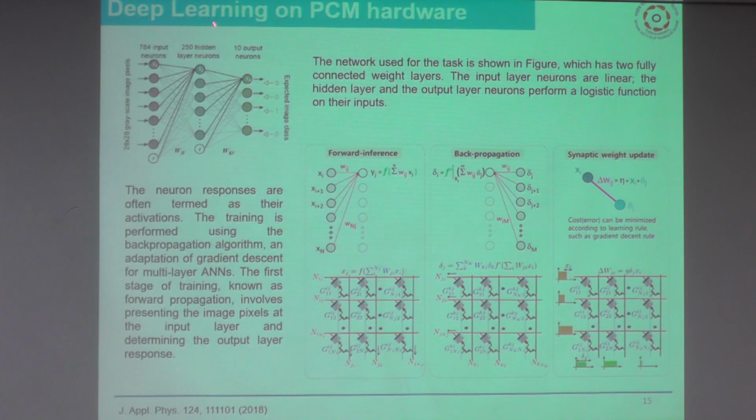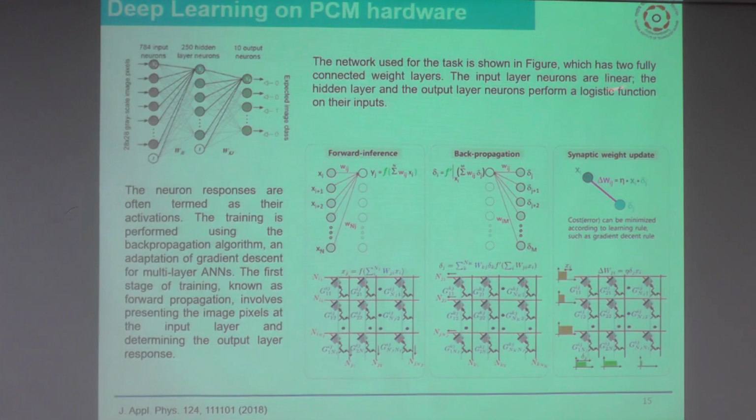So as you can see here, there are 784 input neurons, then hidden layers, and then output neurons. Here is the expected image class, and here are some images. So you can decide what it is. This is a kind of deep learning. The network used for the task is shown in the figure, which has two fully connected weight layers, and then it is deciding in which way you can identify something.